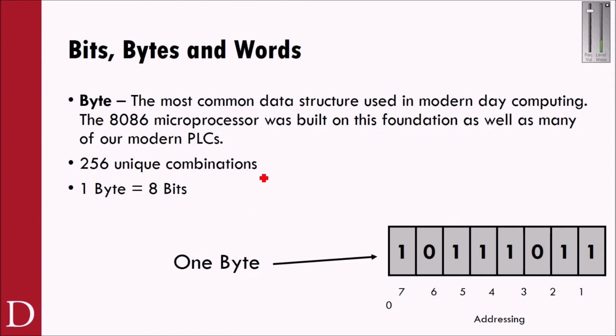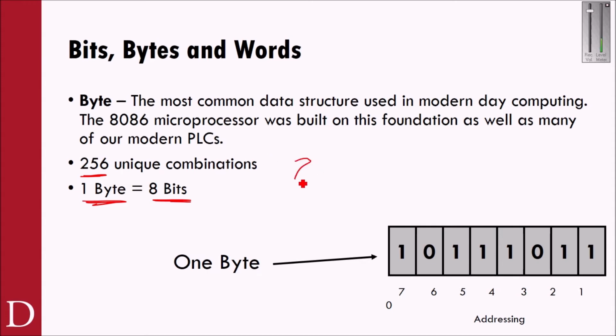So if I get a collection of 8 bits, 8 bits is equal to a byte. And the byte is one of the most common data structures used in modern day computing. The 8086 microprocessor, which is the foundation upon which modern computing was built, was a byte-based or 8-bit system. The old school Nintendo Entertainment System was an 8-bit system. The interesting thing about an 8-bit system is you get 256 unique combinations. And you wonder, well, where does that 256 come from?